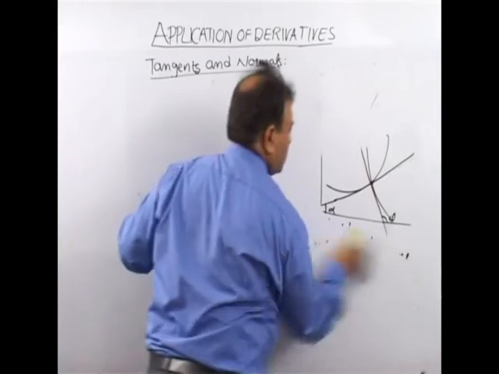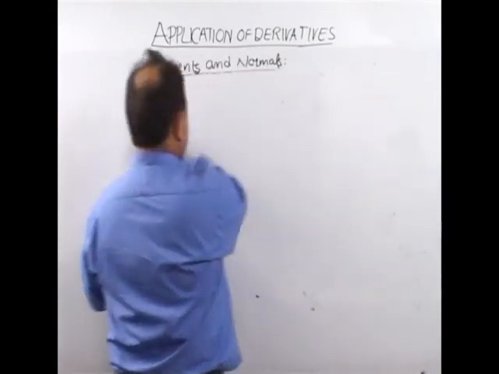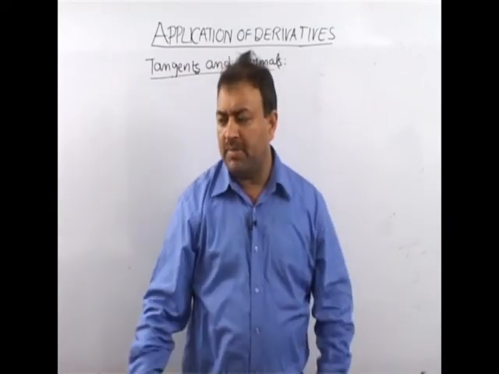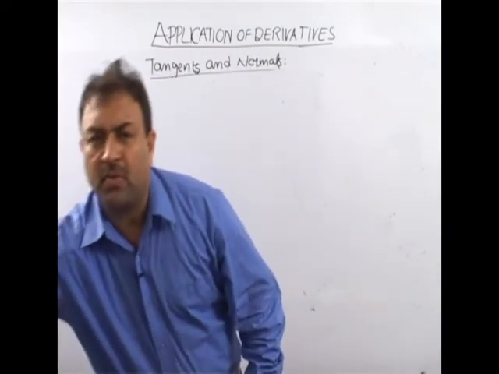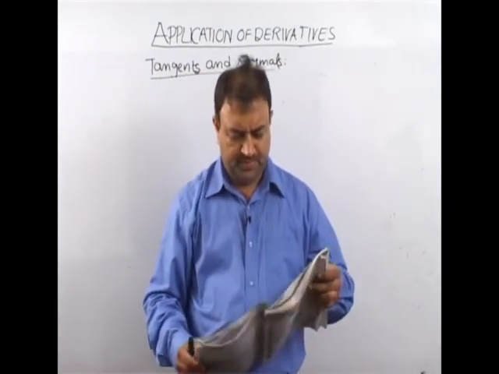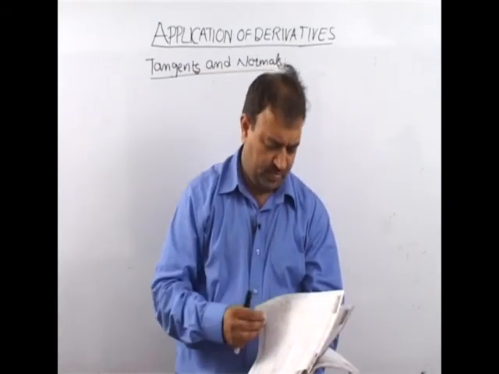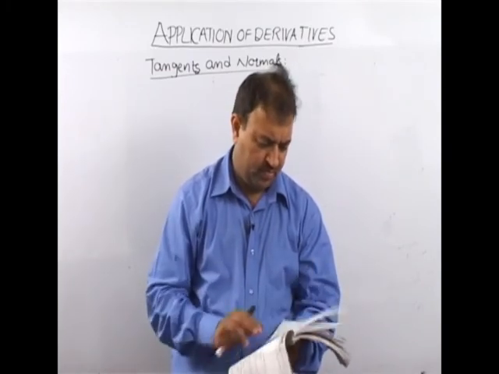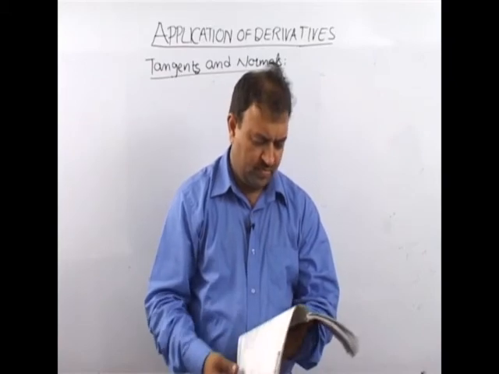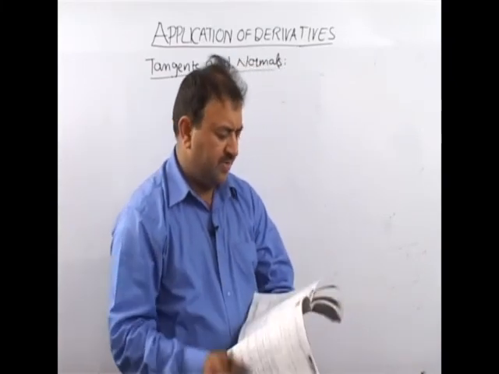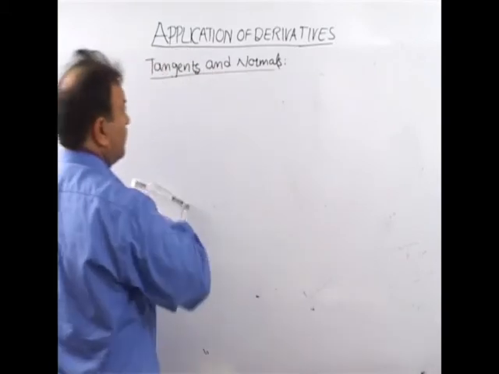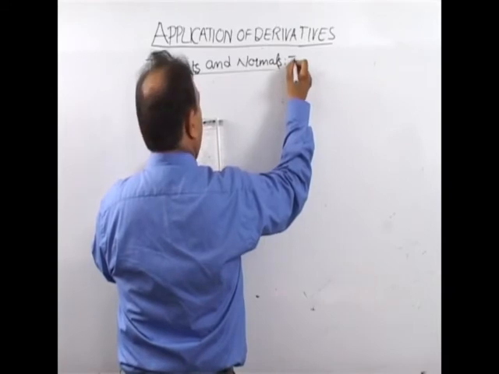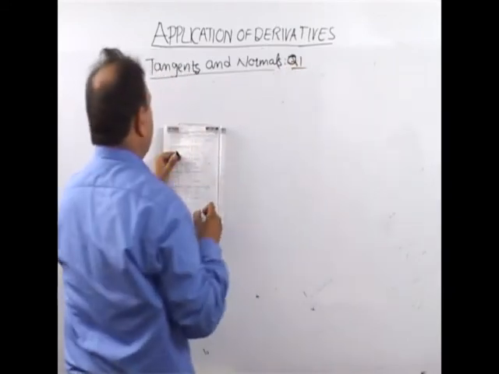This is all theory of your tangent and normal. Now I am just coming to the problems of our booklet. The first problem I am taking is question number first of tangent and normal.